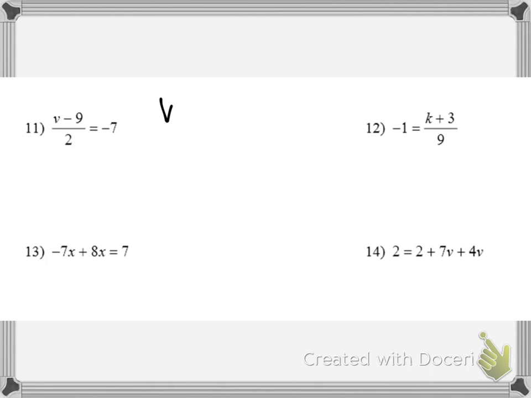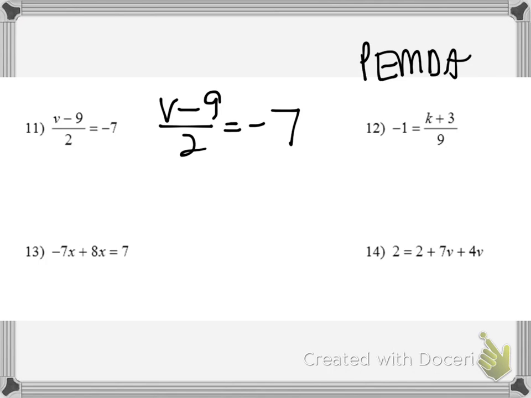All right, so we have v minus 9 over 2 equals -7. All right, this is kind of the exception. You know, we keep talking about doing PEMDAS backwards. Well, when you see one like this, you start with multiplication and division, mostly because you don't want to have to deal with a denominator. And I think everybody can remember that, because nobody wants to deal with the denominator.